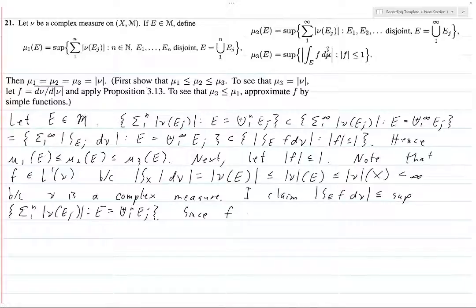Do we assume that f is measurable? No, but basically here you're assuming that f is measurable, because otherwise this wouldn't make sense.